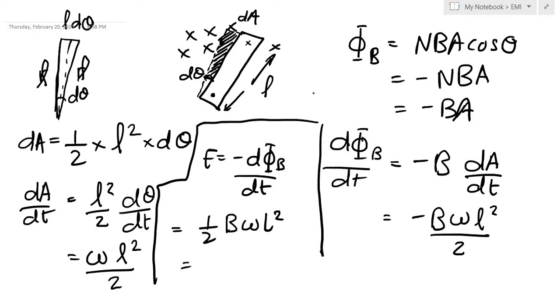and you know that velocity is equal to L omega. It's all rotational motion now. Then you totally have the formula half BLV. That's the magnitude of the induced EMF. Now for the direction, you can just use Fleming's right hand rule, and I'll probably leave that as an exercise to you guys.